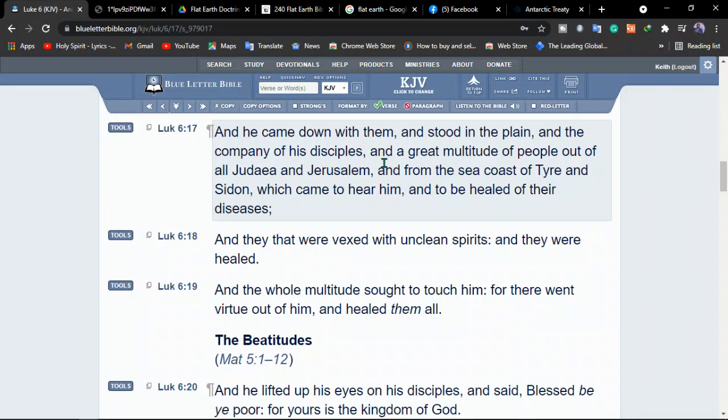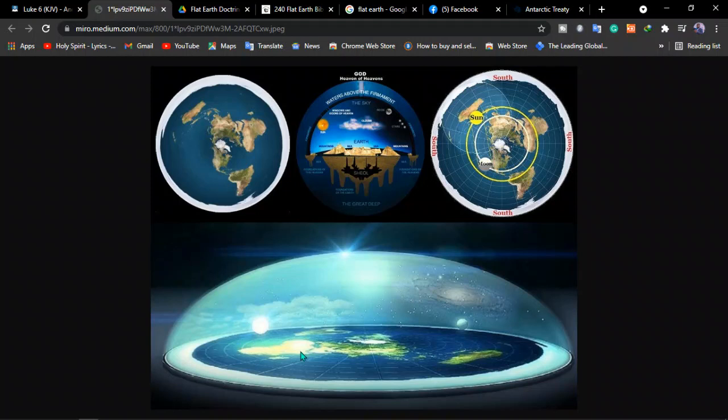And he came down with them and stood in the plain, and the company of his disciples and a great multitude of people out of all Judea and Jerusalem, from the sea coast of Tyre and Sidon, which came to hear him to be healed of their diseases. A plain. You know, a plain is a flat place.